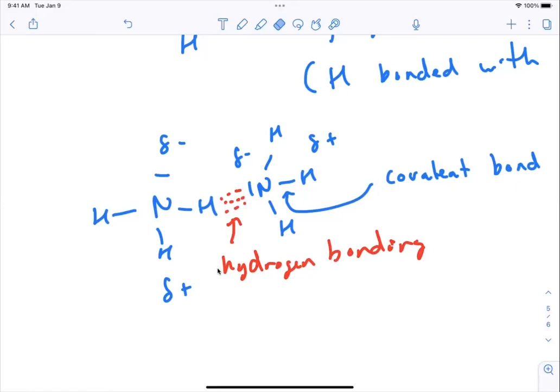Oh, so the negative is on the N and then the positive is on the H side. I see what you're saying. So let me move this down a little bit. Is that better? Jada, question? You're good?